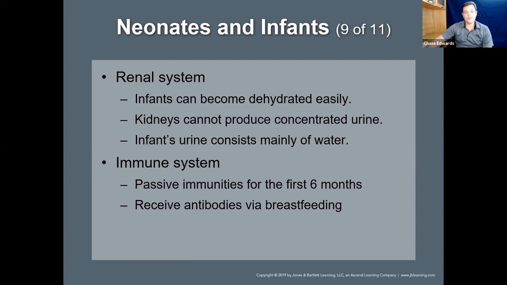Their immune system. For the first 6 months of life, the immune system maintains some of the mother's immunities. So the infant has naturally acquired some passive immunities. Infants can also receive antibodies via breastfeeding. That's going to further enhance their immune system.